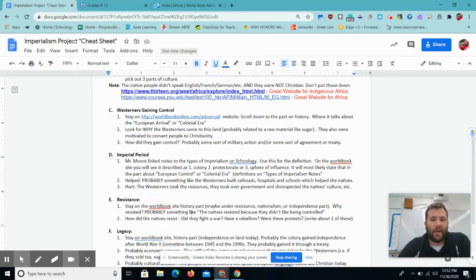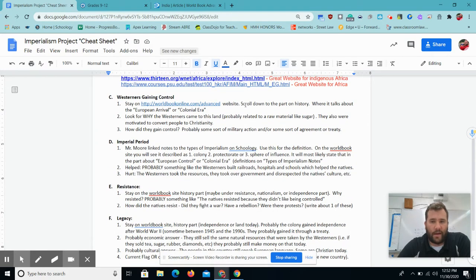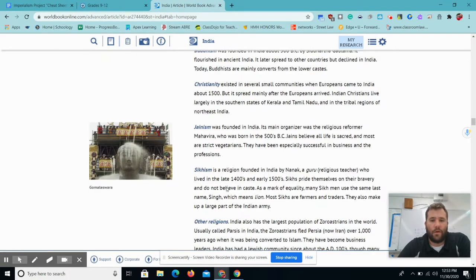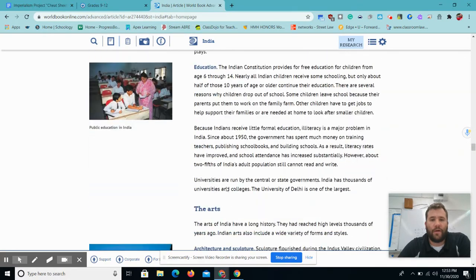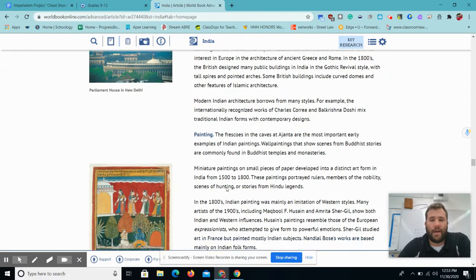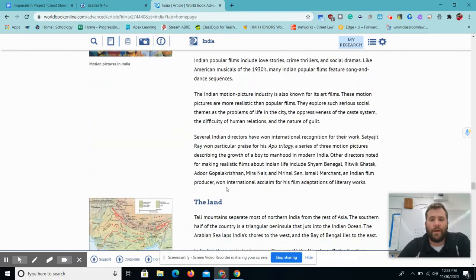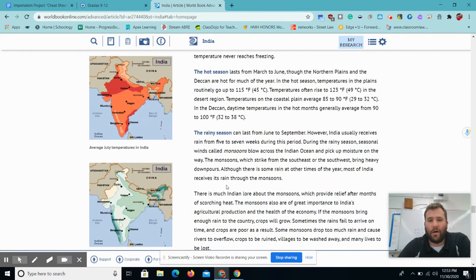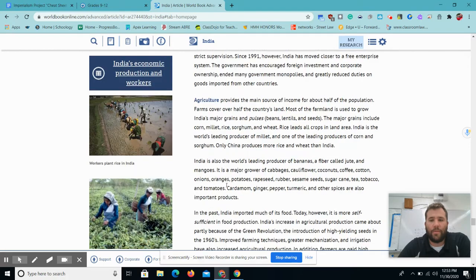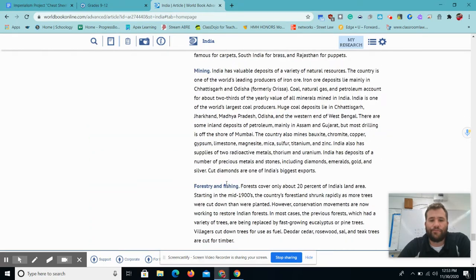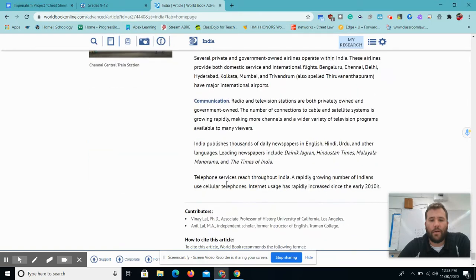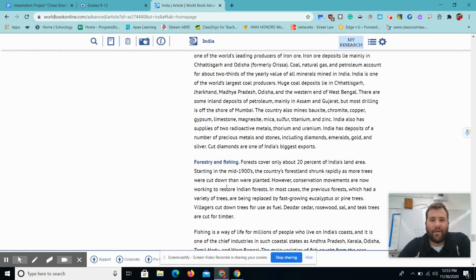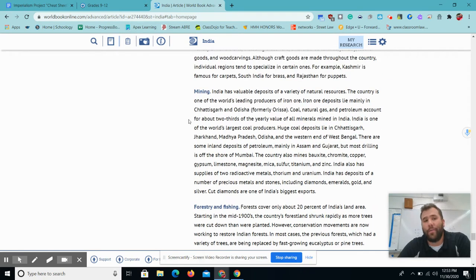Now, Westerners gaining control. Right? Go to the site, drop down to European arrival or the colonial area. So I'm going to scroll down, keep scrolling down to the part that talks about history. Not worried about the arts right now or painting, music. All right, not worried about the land right now, the geography of it, the climate, all important stuff, but not for our purposes. All right, you scroll down. Now this one doesn't have a part on history, so I can go back. Oh, I thought it had a part on history, but it doesn't.